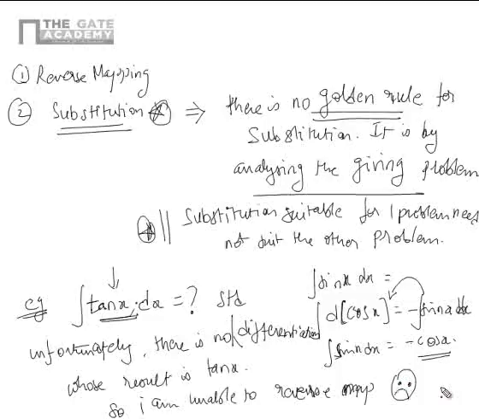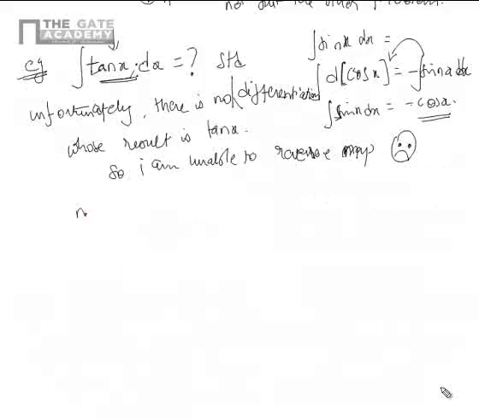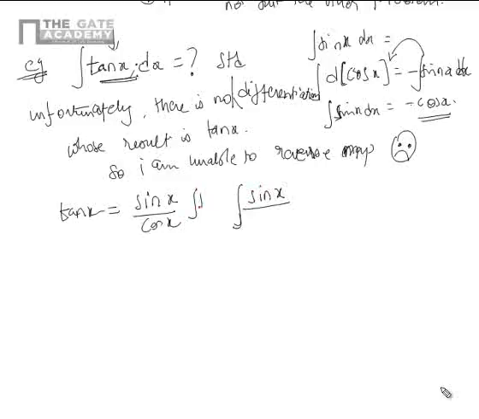I am unable to reverse map it. What to do now? Now, let us find a way out. Tan x can be written as sin x by cos x. Correct? Okay, now let us take this. Now, the integration of tan x dx is nothing but the integration of sin x by cos x dx.